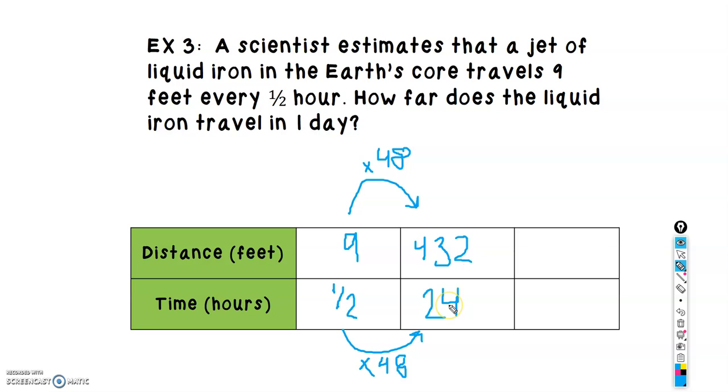So notice that this is in 24 hours, but I can convert that really quickly in my head. 432 feet. Oh man, if I could only write quickly. In 1 day. So that's my unit rate of how fast this liquid iron is traveling in the Earth's core.